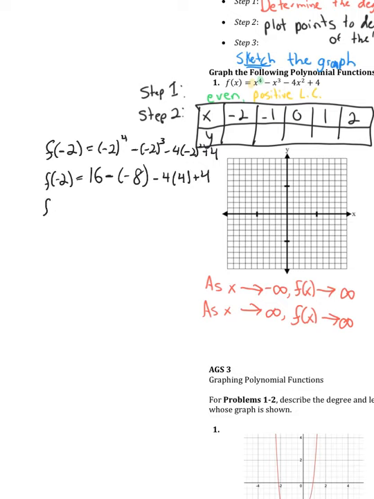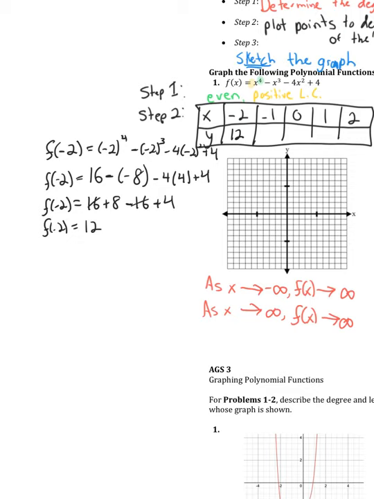And now we'll go to the next step. That becomes 16 plus 8, and then minus 16 plus 4. So the 16s go away, and I've got 8 plus 4. I get 12. So f of -2 equals positive 12. That's just an example of how to do one of these.